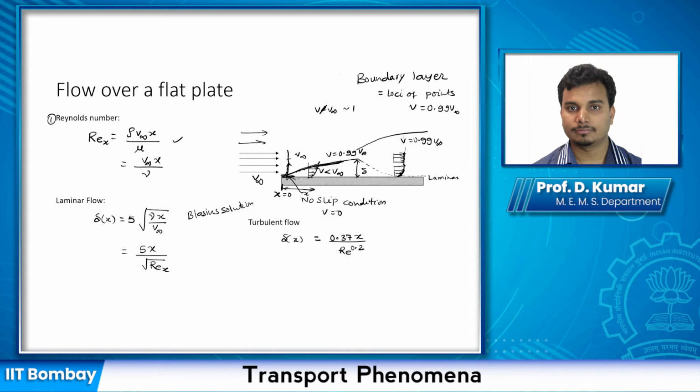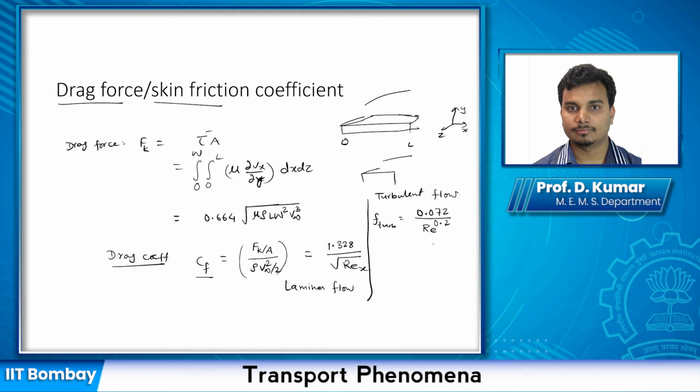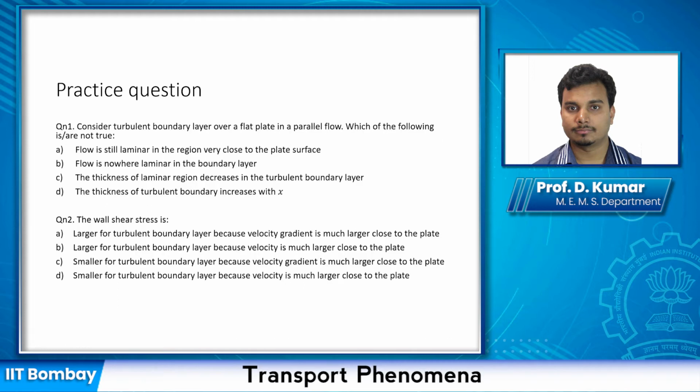And we have seen the boundary layer thickness from here, and then friction factor from here. So these two are important things to know for flow over a flat plate. Okay. With that, let us do some simple practice questions again to make sure that we have understood these things.